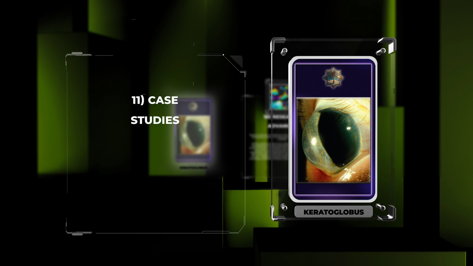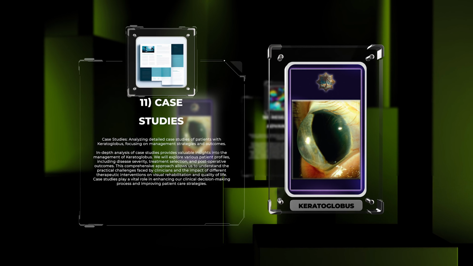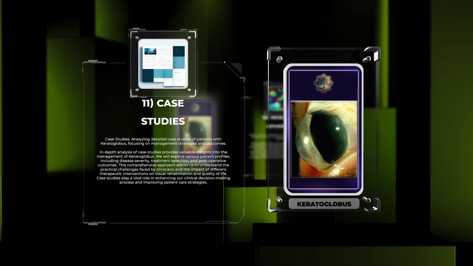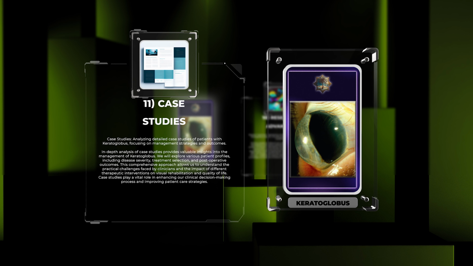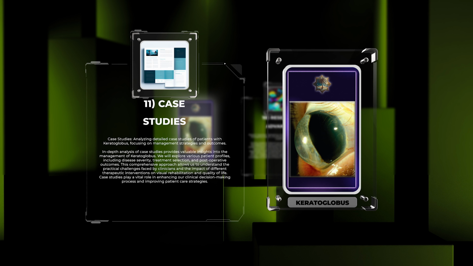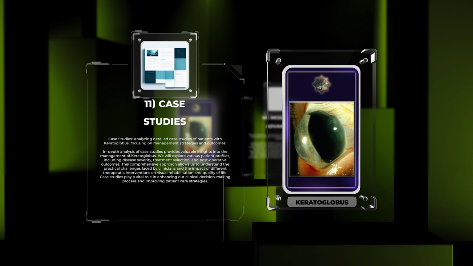Case studies, analyzing detailed case studies of patients with keratoglobus, focusing on management strategies and outcomes. In-depth analysis of case studies provides valuable insights into the management of keratoglobus. We will explore various patient profiles, including disease severity, treatment selection, and postoperative outcomes. This comprehensive approach allows us to understand the practical challenges faced by clinicians and the impact of different therapeutic interventions on visual rehabilitation and quality of life. Case studies play a vital role in enhancing our clinical decision-making process and improving patient care strategies.